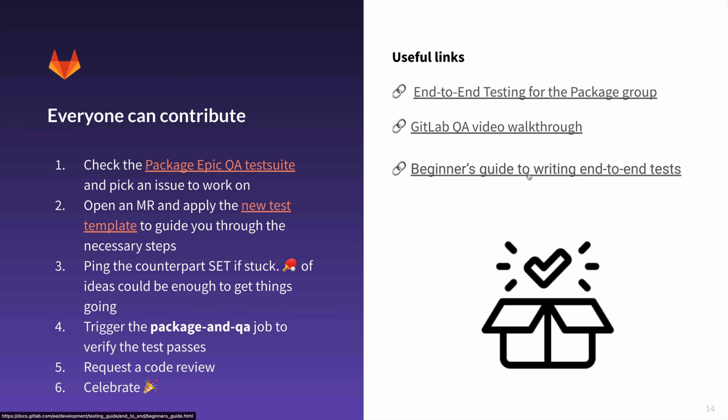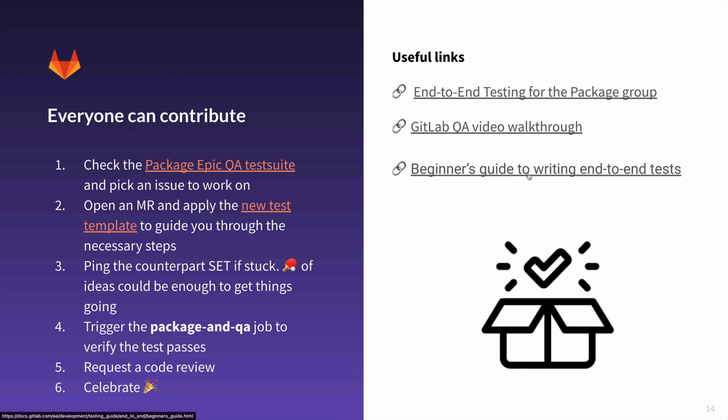Basically, this is an Epic where the package team has the tests planned, some of them scheduled, some of them in backlog, but this is what we are working on. Feel free to go and pick up an issue. Open an MR and apply the new end-to-end test template. This is a very useful template that guides you through the necessary steps that we follow when we add a new test, be it to create a test case link, or to have handy the style guide and some of the best practices we use. So feel free to apply it.